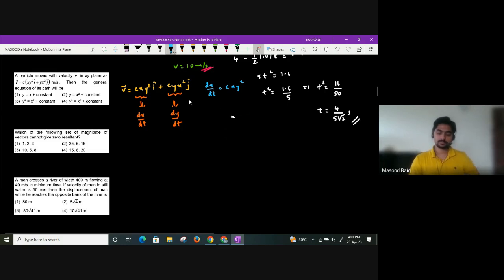Particle moves with velocity in the xy plane. It is c x y square i cap plus c y x square j cap. Generally, the equation of its path they are asking.